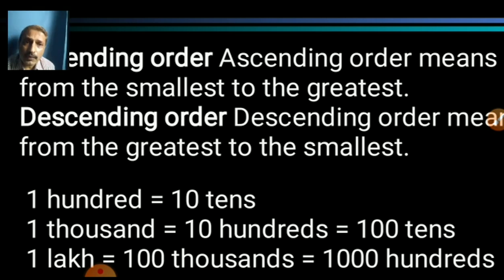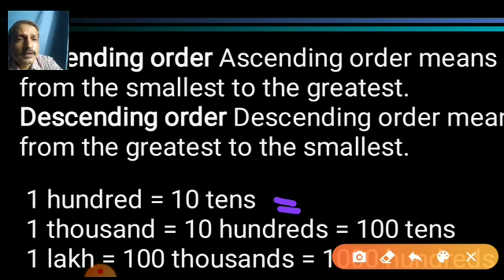Okay, students, now look at here. 100 is equal to 10 tens. 1000 is equal to 10 hundreds or 100 tens. Can I write here one more thing, students? Is equal to dash ones.